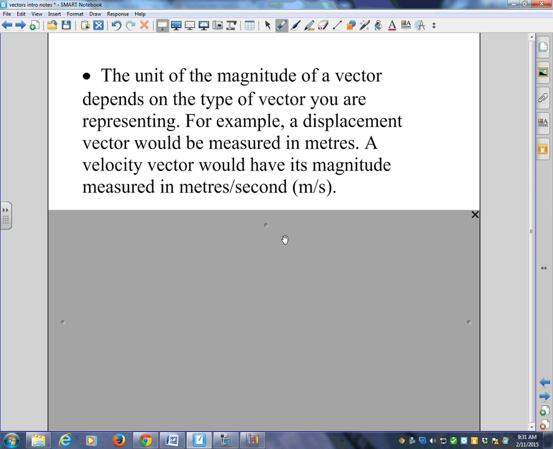It depends. Depends on what? Depends on the type of vector you're representing. For example, displacement would be measured in meters. Velocity would be in meters per second. Acceleration would be meters per second squared. Force vectors would be newtons and so on, right? So it's not that vectors have special units. It's the type of quantity that it is.